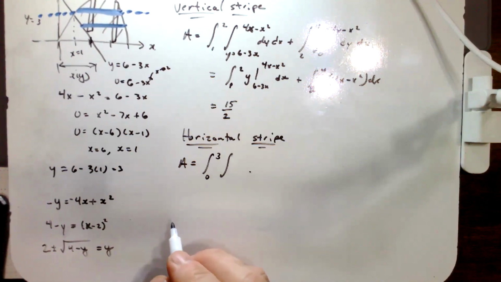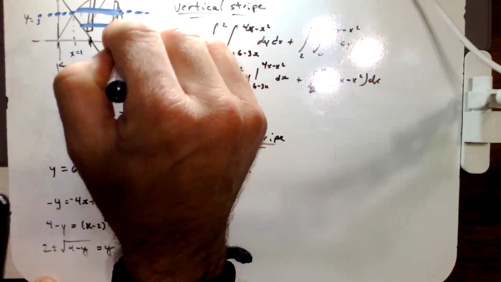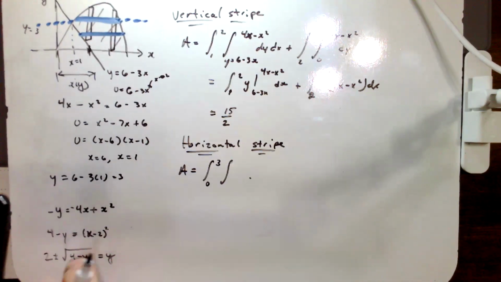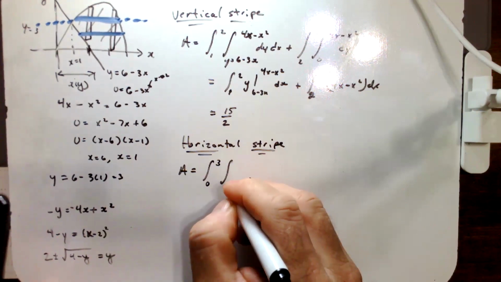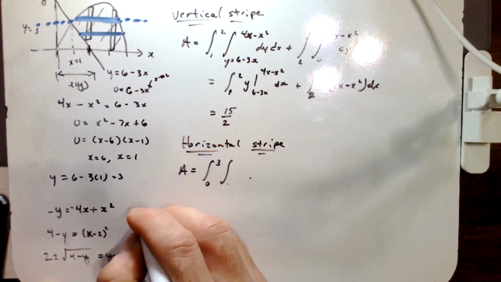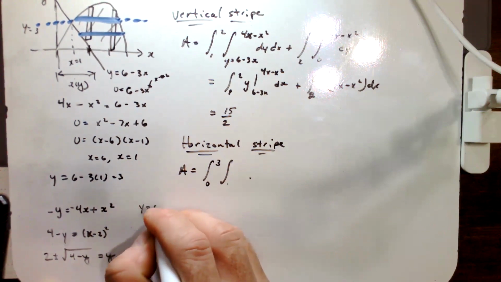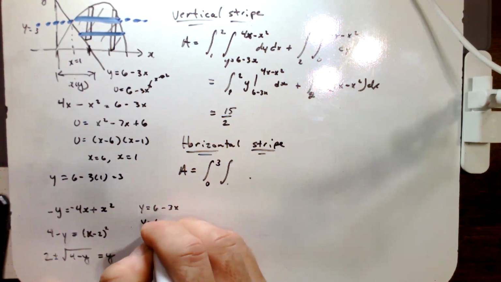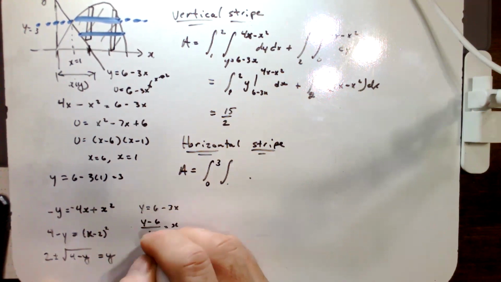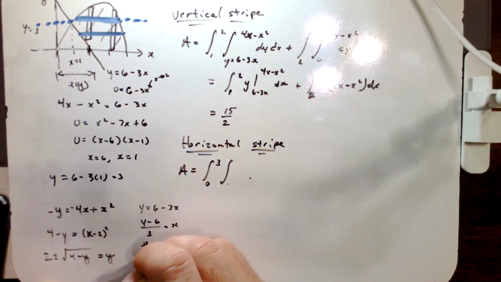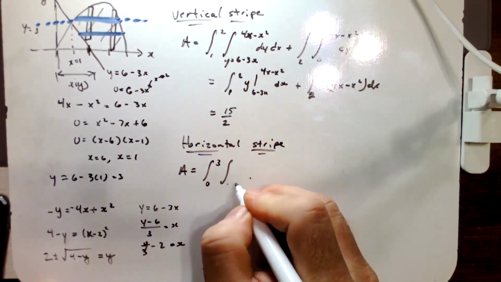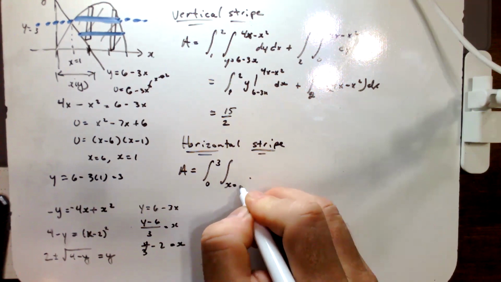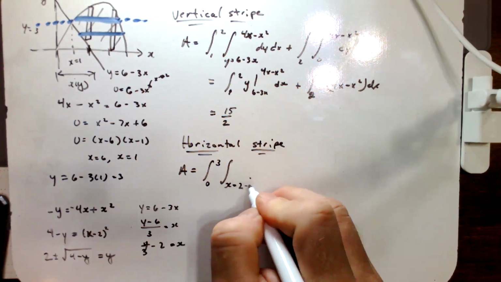So that gives us, for our upper branch, the positive one. And our lower one would be the function there. If we solve that, we didn't do that yet either, huh? So y equals 6 minus 3x. So subtract: y minus 6 divided by 3 equals x. So y over 3 minus 2 is equal to x. So that's going to be our lower limit. So x is going to equal 2 minus y over 3.